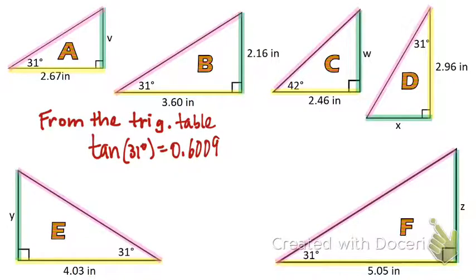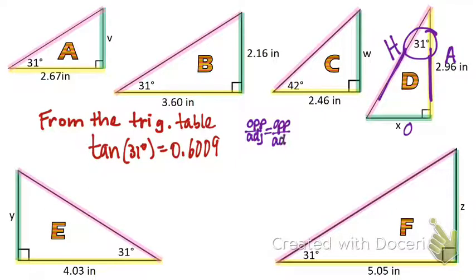Here's one more quick example. We're going to find the length of side X from triangle D. So the first thing that we're going to need to do is circle the reference angle and trace over the two sides that make the reference angle. The longer of the two is the hypotenuse, the other one is the adjacent, and then the remaining side is the opposite. So if we want to find out what the length of side X is, we're going to put the opposite over the adjacent equals the opposite over the adjacent.